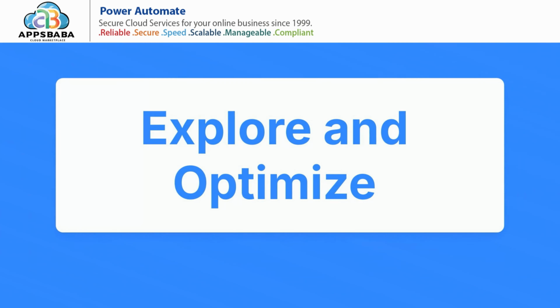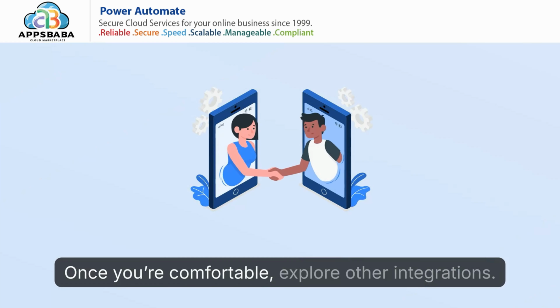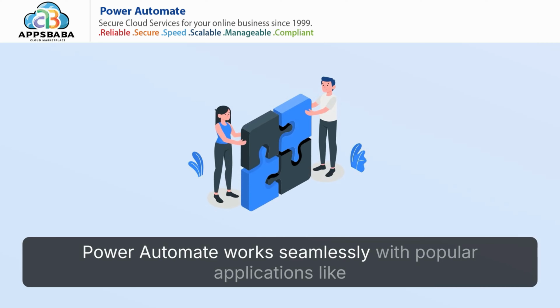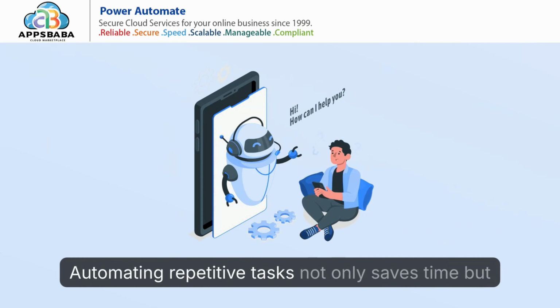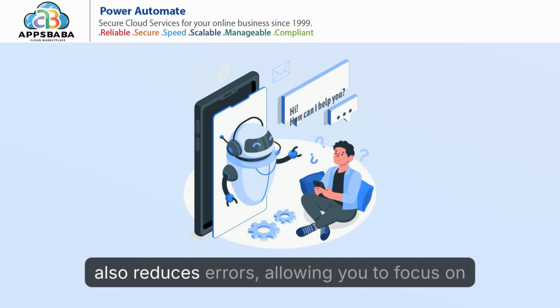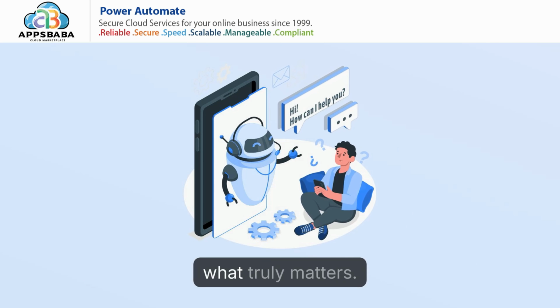Explore and optimize. Once you're comfortable, explore other integrations. Power Automate works seamlessly with popular applications like SharePoint, Teams, and Outlook. Automating repetitive tasks not only saves time but also reduces errors, allowing you to focus on what truly matters.